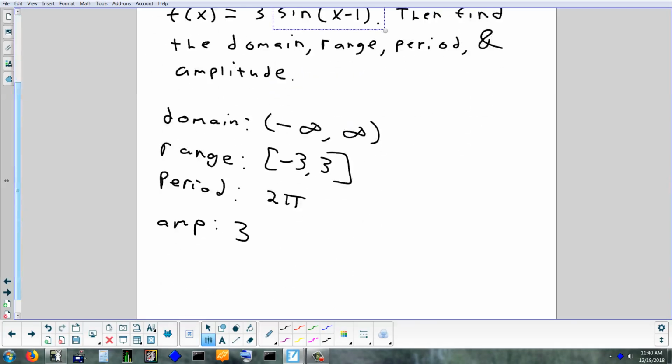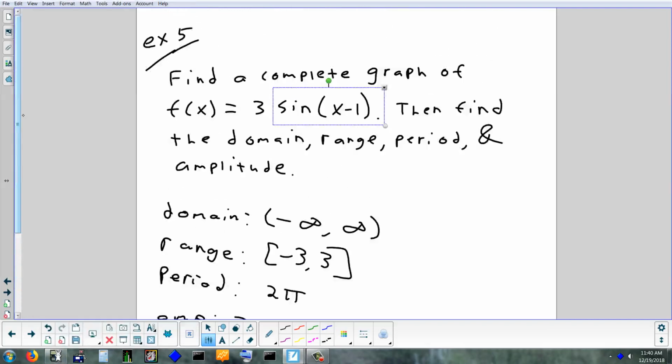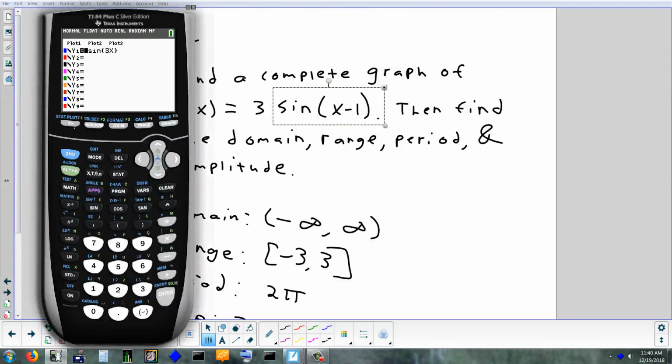All right, so now let's graph it and see what it looks like. 3 sine x minus 1. So 3 sine x minus 1. All right, let's just do one cycle. So if I want to do one cycle, I could go from 0 to what? Yeah, 2 pi. We'll just do that.